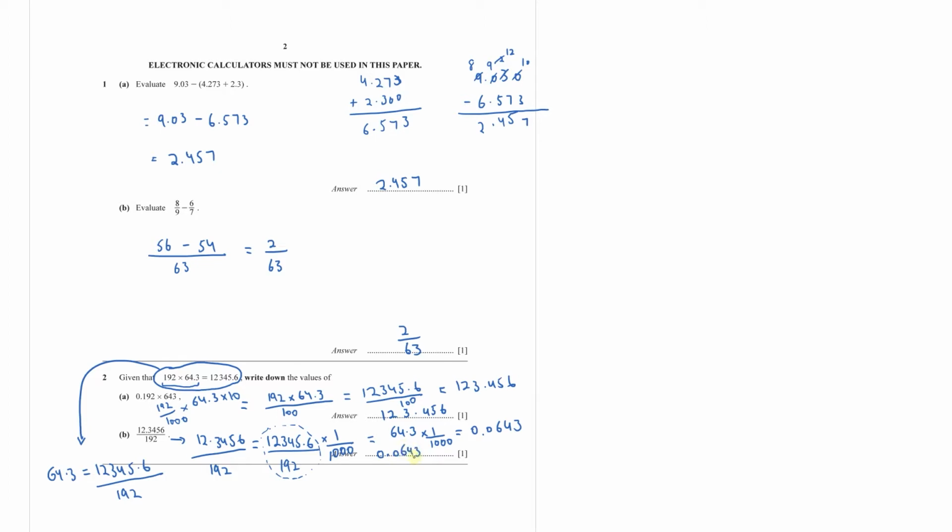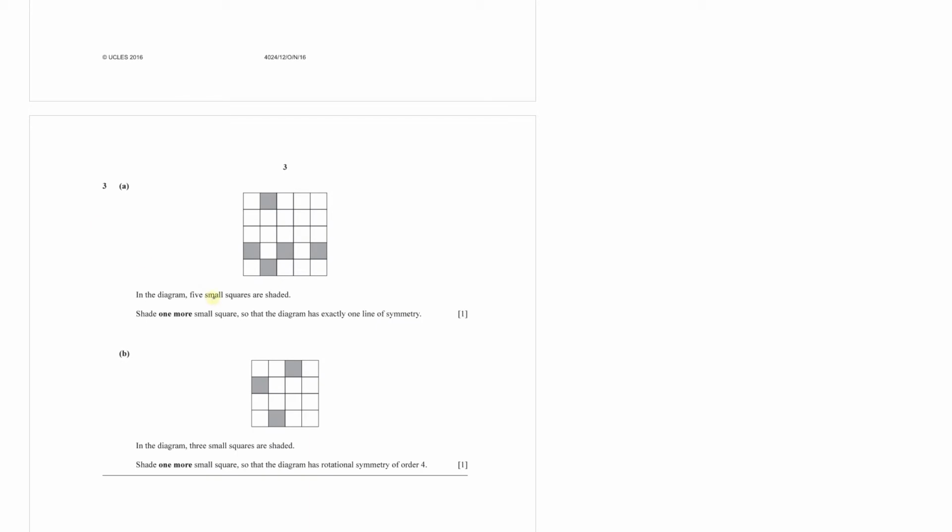So in the diagram, 5 small squares are shaded. Shade one more small square so that the diagram has exactly one line of symmetry.